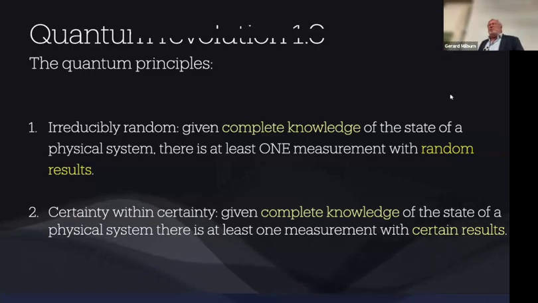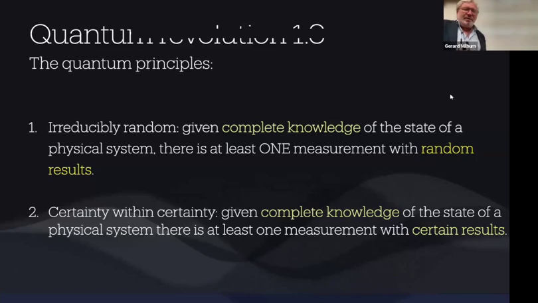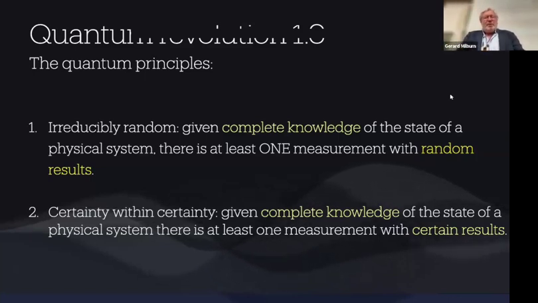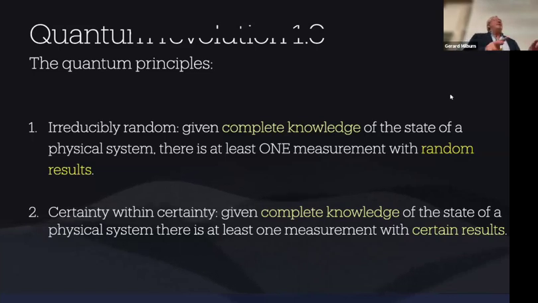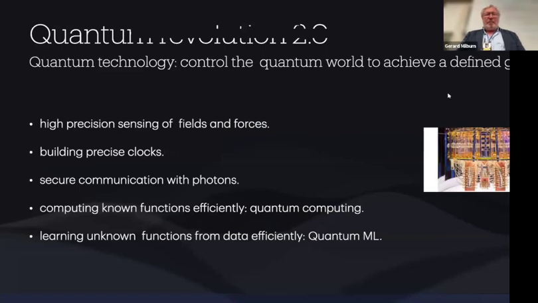Now, if the world was irreducibly random, you might think, well, how can we do anything? How can we learn anything if that entire game is just a coin toss? Well, the reason is, the flip side to that says that given complete knowledge of the state of a physical system, there's at least one measurement for which the results are certain. And it's this strange way in which certainty and uncertainty cohere in the quantum world that enables us to build quantum technologies. The difficulty is figuring out ways to intervene and control the odds governing these principles.